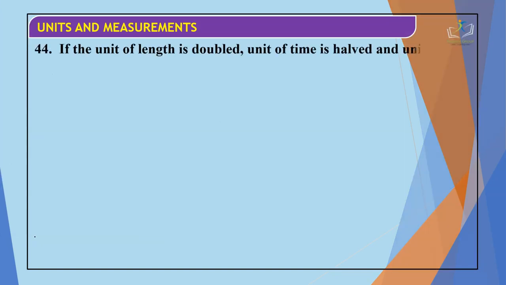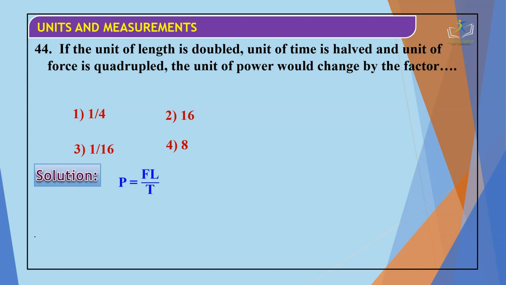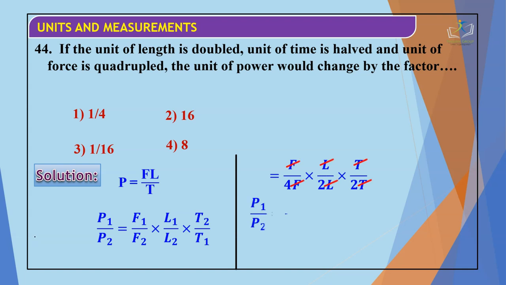Next question we have, if the unit of length is doubled, the unit of time is halved and the unit of force is quadrupled, the unit of power would change by the factor 1 by 4, 16, 1 by 16 or 8. So for the answer, P is equal to F L by T. So P1 by P2 is equal to F1 by F2 into L1 by L2, T2 by T1. After the solution, we got P1 by P2 equal to 1 by 16. So P2 is equal to 16 times P1. According to that, the second option is the right answer.